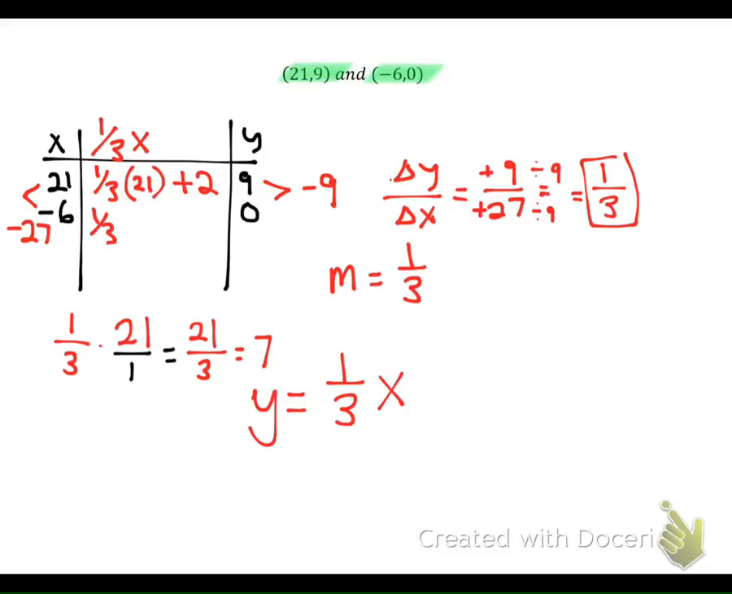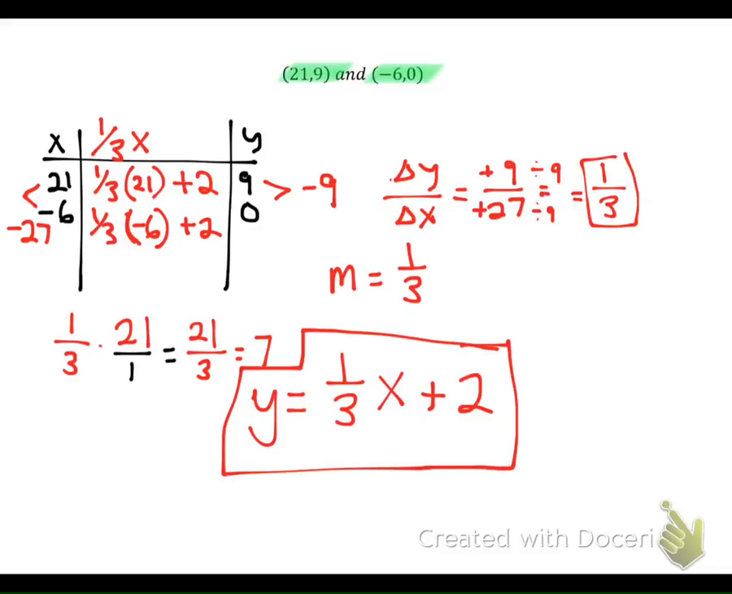I test it out over here. Test it out the second one. Let's see if it's still true. Negative 6 times 1 is negative 6. Negative 6 divided by 3 is negative 2. And negative 2 plus 2 is 0. And so I have my equation now: y equals 1/3 x plus 2. So that hits all the different ways that you're going to see equations and writing equations come out as you're working with it.